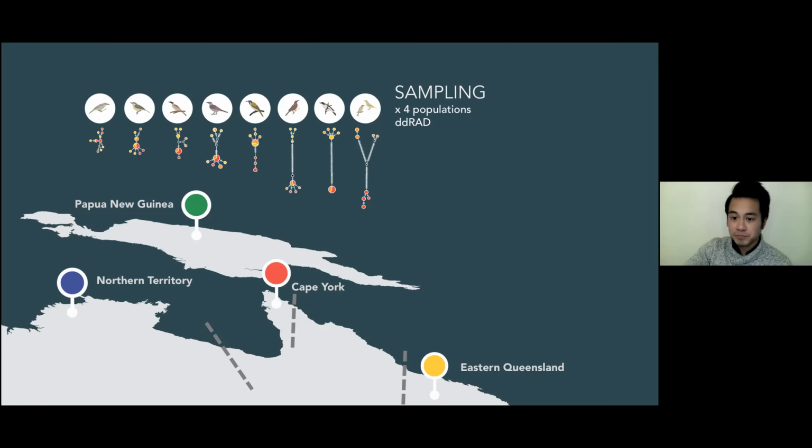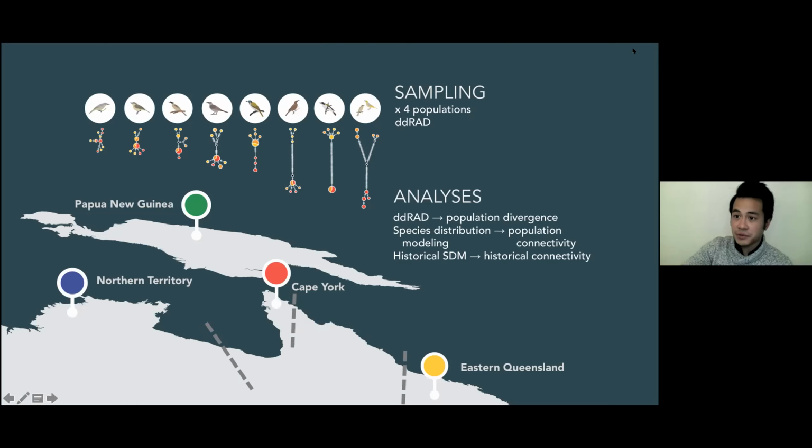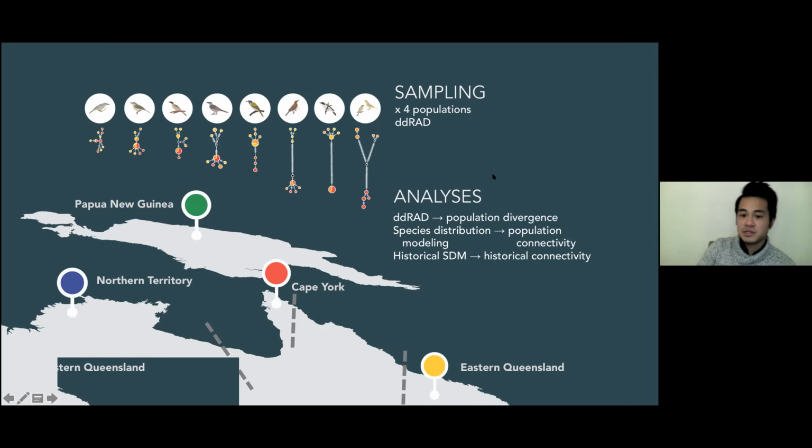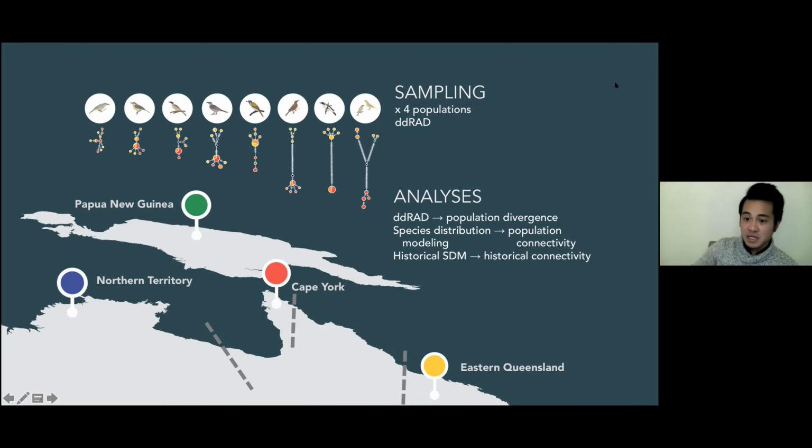So then we can really try to get at how these contexts affect the different levels of divergence among these comparisons. For the analyses, I collected DD-RAD loci and looked at population divergence, and then used species distribution modeling to look at connectivity, and then help project this in the past to see how that historic connectivity was occurring in these populations.